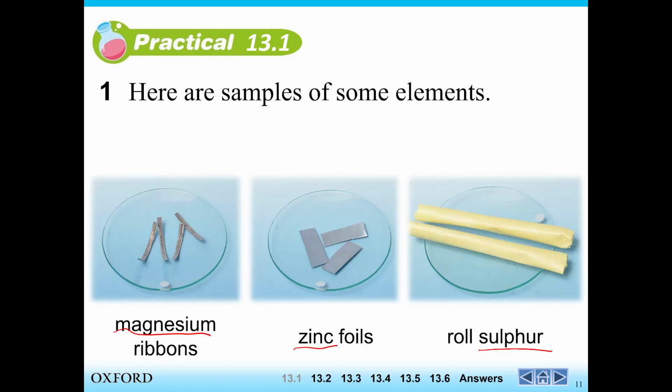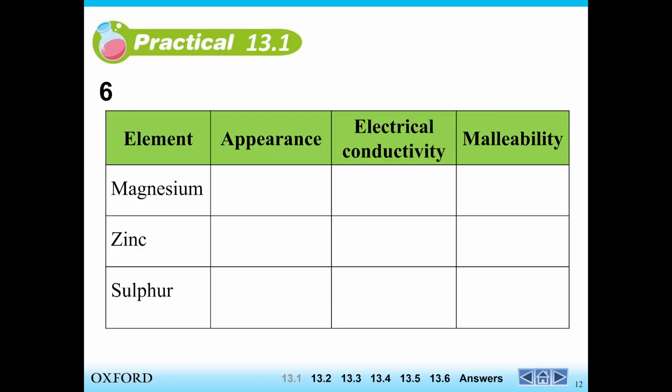So magnesium on the left here, you can see that it's silvery and kind of shiny. Zinc is kind of shiny as well. Now sulfur here, maybe it's the reflection of the camera, but actually its appearance is kind of dull. So magnesium is shiny, it's a metal. Zinc is shiny, it's also a metal. And if sulfur is dull, then I could already get the hint that it's a non-metal. But anyway, let's do the next one.